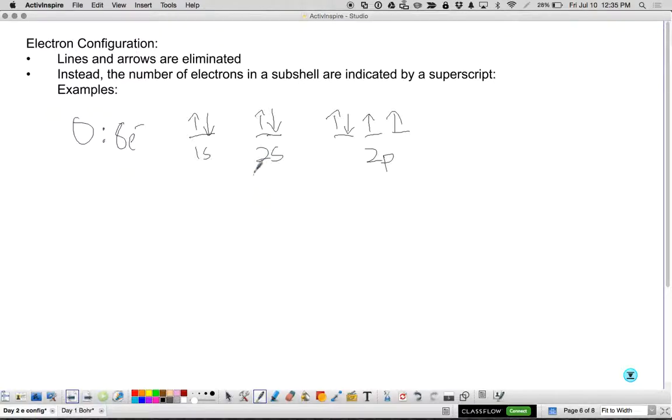So now, instead of doing this, the electrons in a subshell, not an orbital, in a subshell, are indicated by a superscript. So in the 1s subshell, there are 2 electrons. In the 2s subshell, there are 2 electrons. And in the 2p subshell, there are 1, 2, 3, 4 electrons. And that's electron configurations at its most basic.